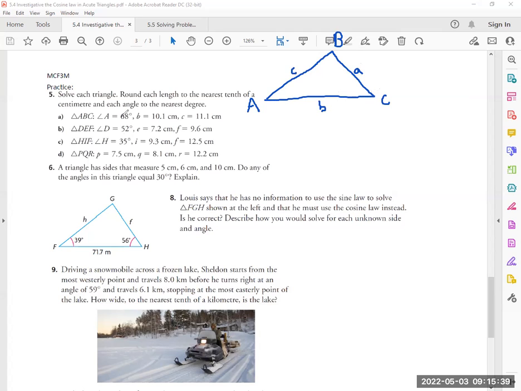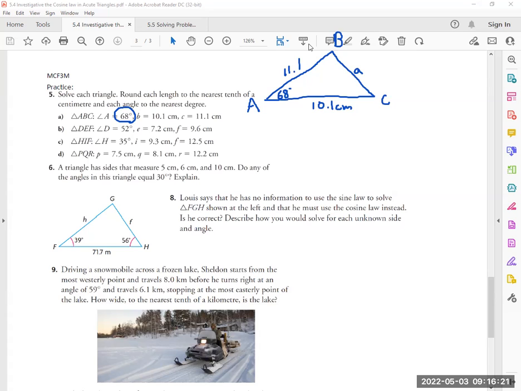Let's label. Angle A was 68 degrees, so this is 68 degrees, and it has to be a corner. Length B is 10.1, so I'm going to erase this and write 10.1. Length C is 11.1, so I will erase it and write 11.1. I'm just going through the motions, making sure I don't make any labeling mistakes, because as confident as you might be in your cosine law, if you do not have the right triangle, it's going to be a little tough.